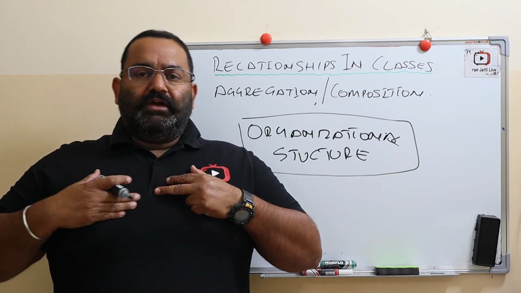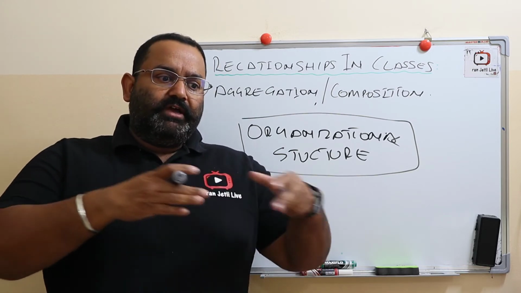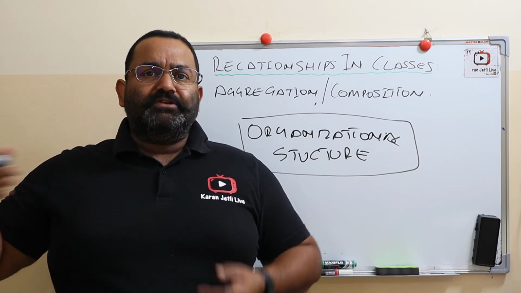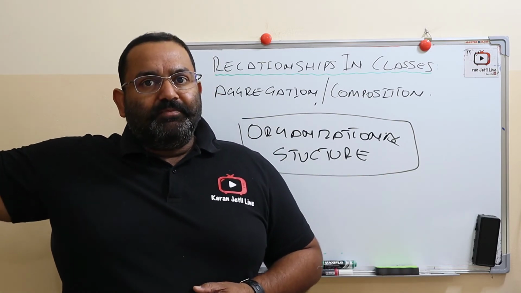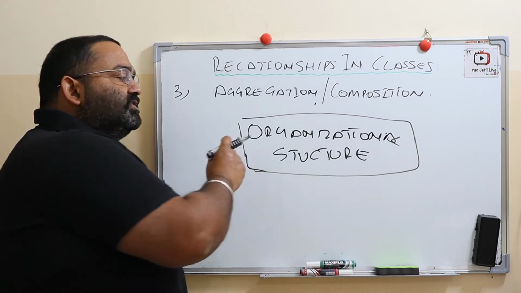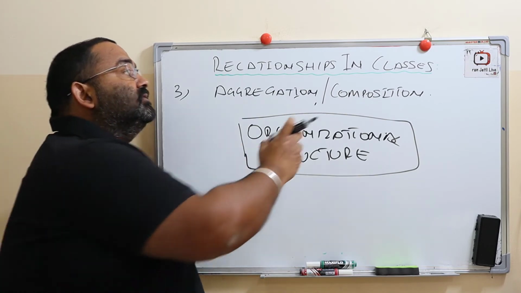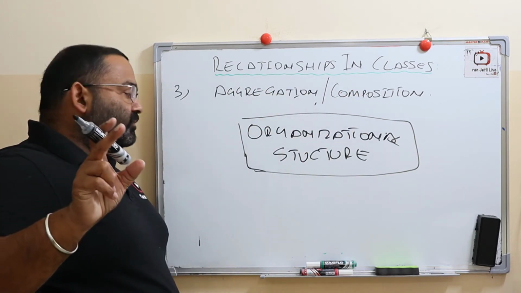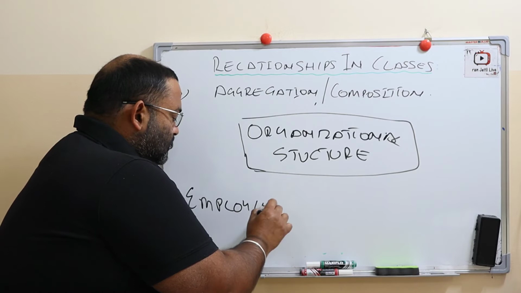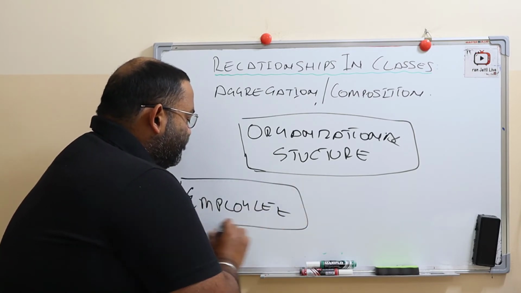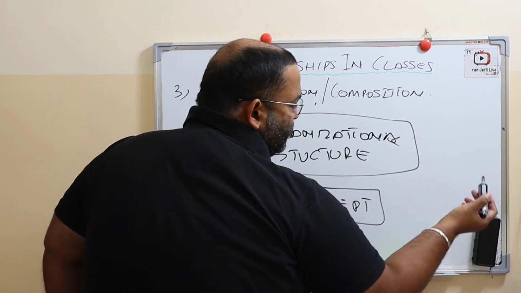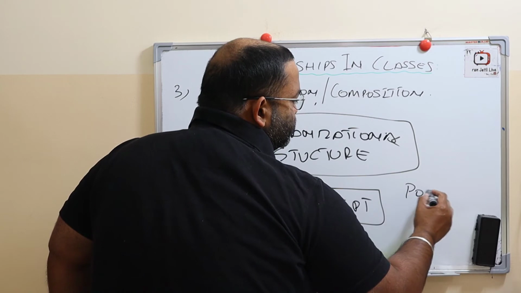So I am the manager, I belong to the IT department. Okay, so I have a junior manager or assistant manager, he also belongs to the IT department. So I am an employee, the IT department is my department, and manager is my designation. Okay, so an organizational structure can also be viewed as a composition of what? Of employee, department, and we can say position or designation.